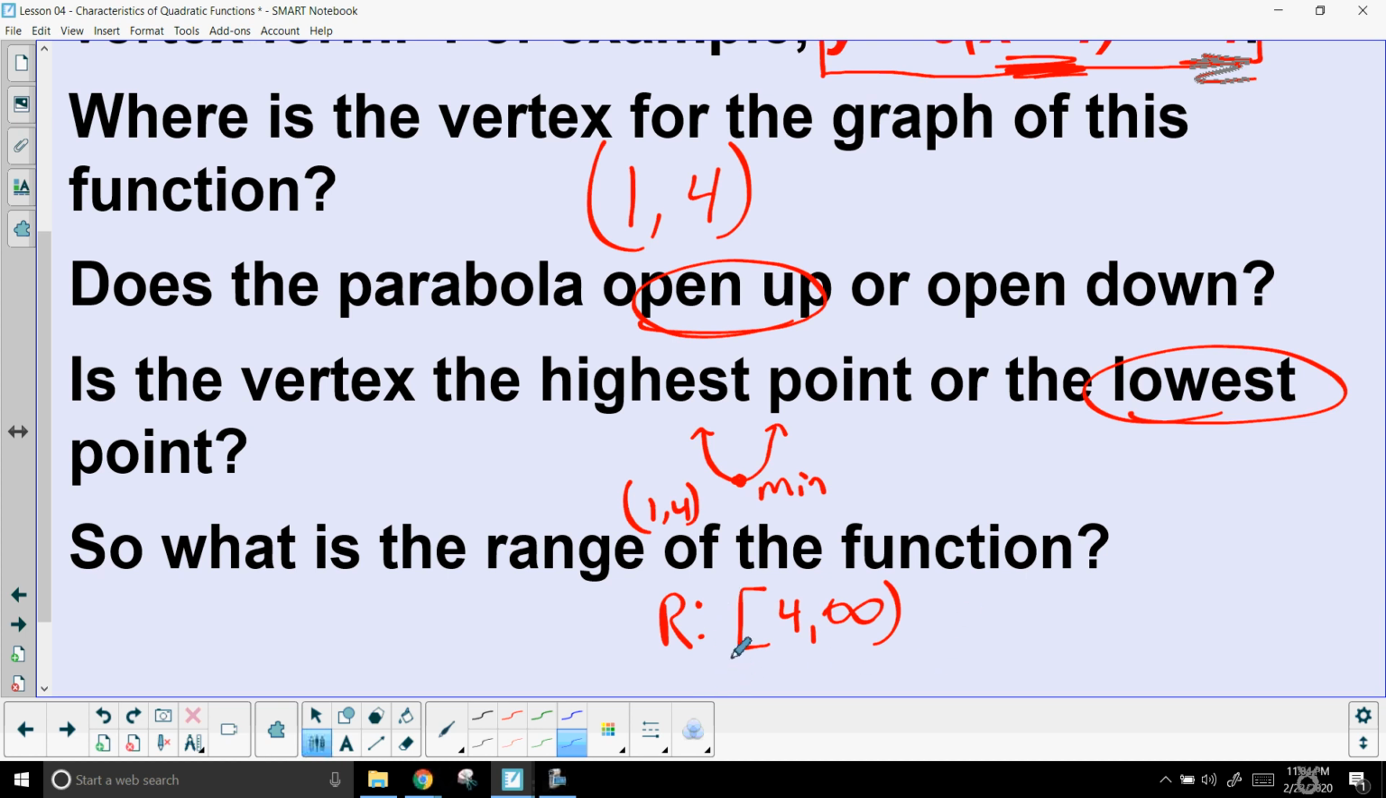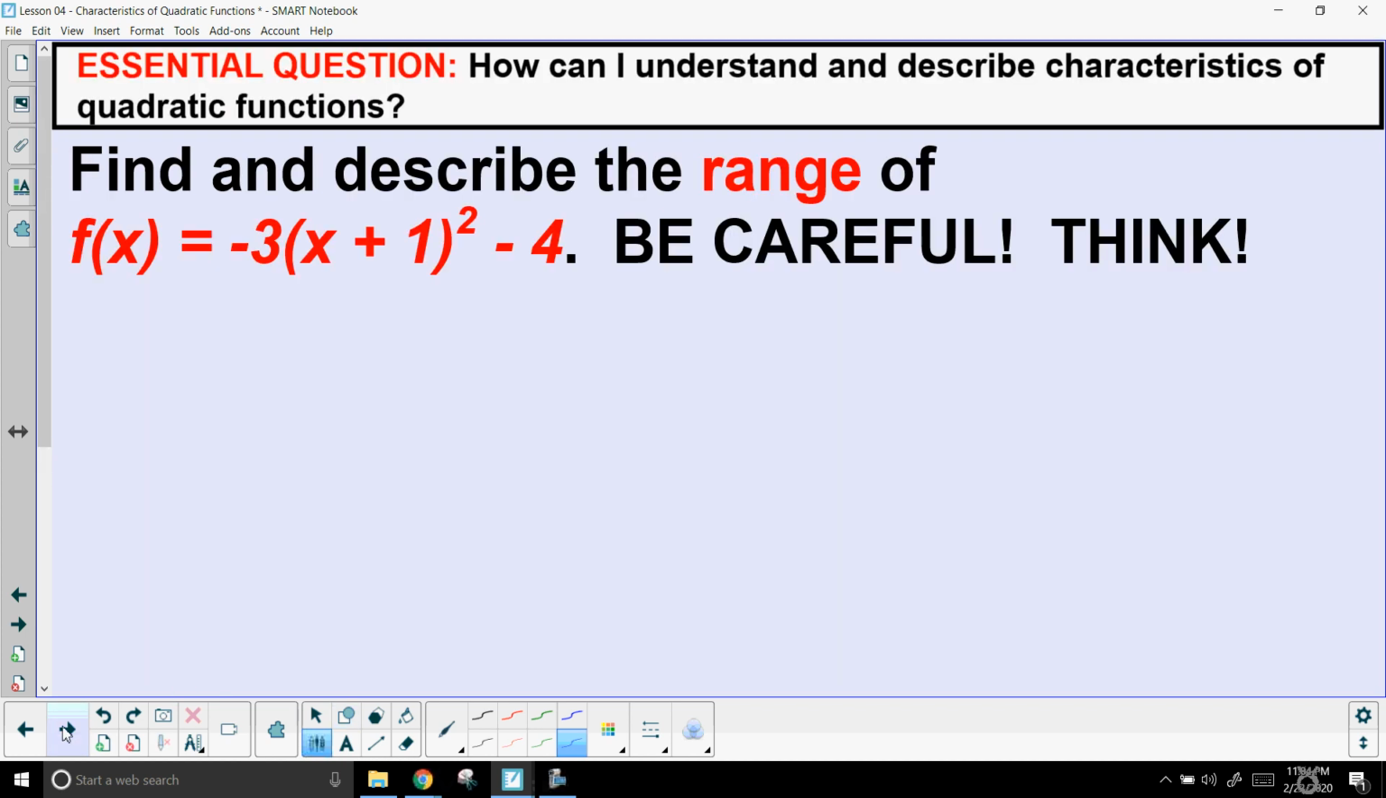All right, let's go to some examples real quick. Notice the things that changed. Go ahead and pause the video and try it for yourself.